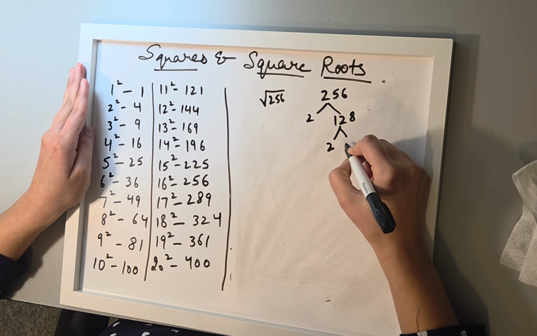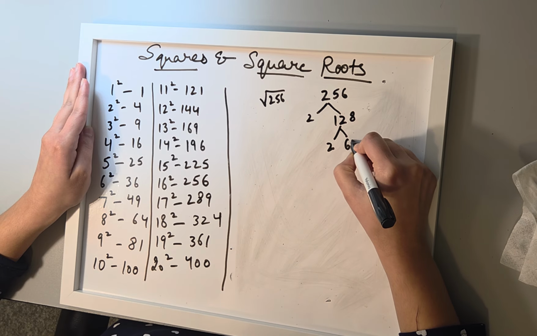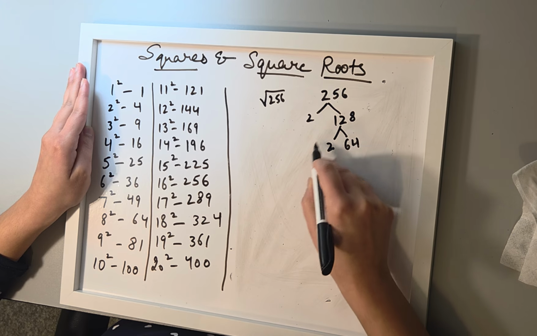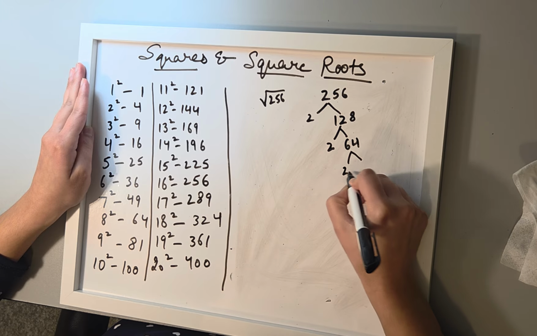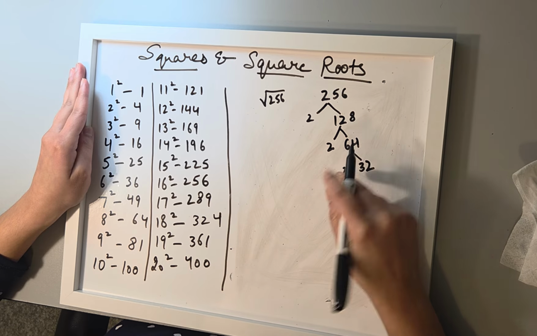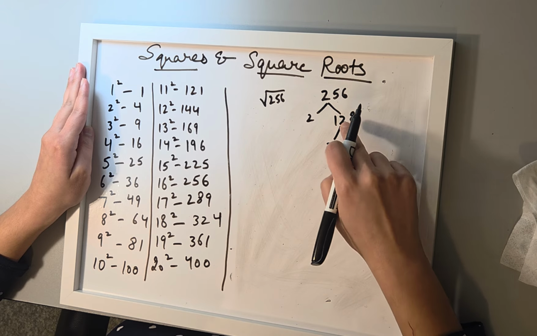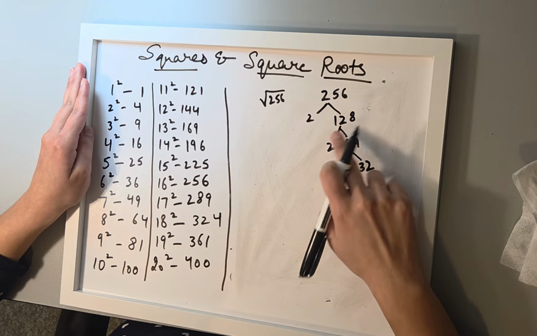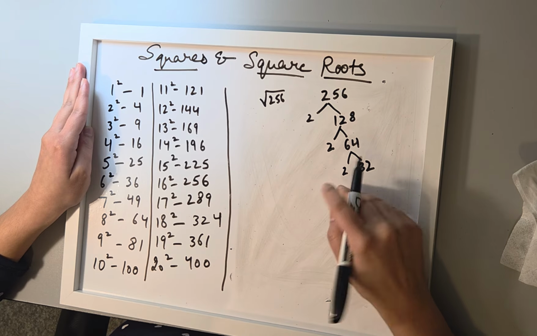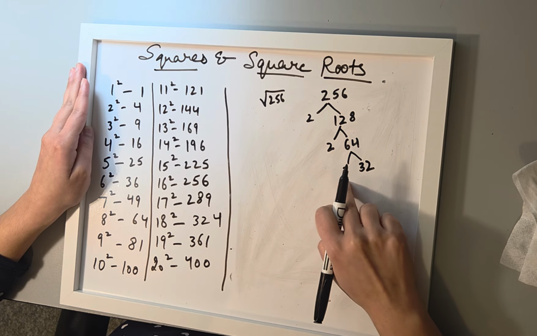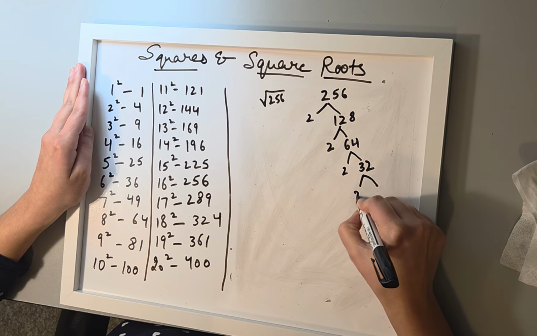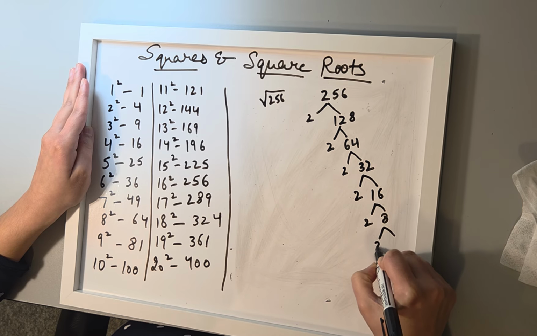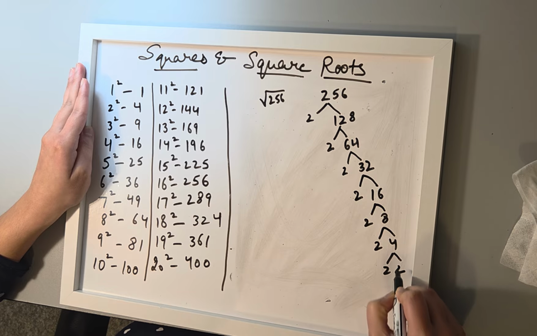So we do 2 into 64. This again cannot be broken down further. Basically we are dividing 128 by 2, it gives 64. So 2 into 64 is 128. Now we are dividing 64 by 2, so we get 32. So 2 into 32 is 64. We divide this further, 2 ones are 2, 16. 2, 8, 2, 4, 2, 2, right?